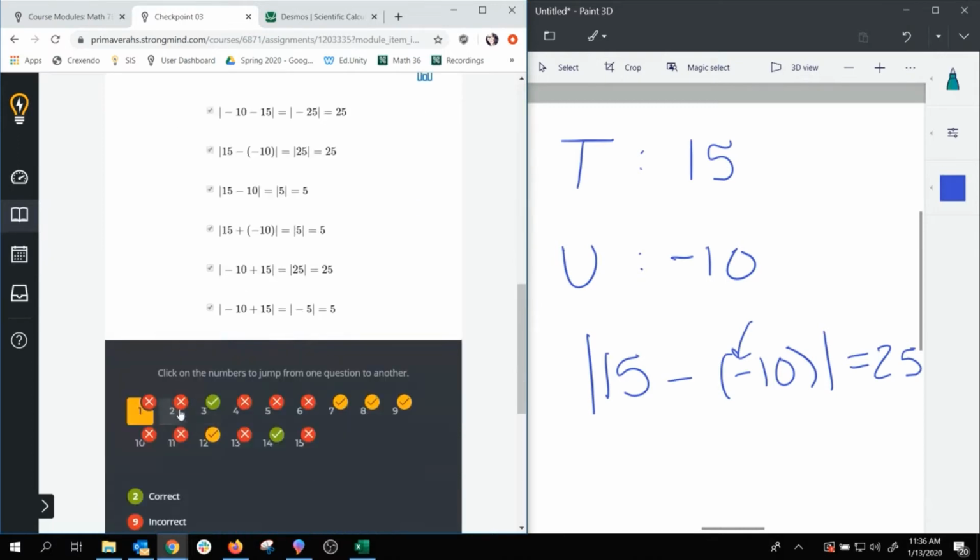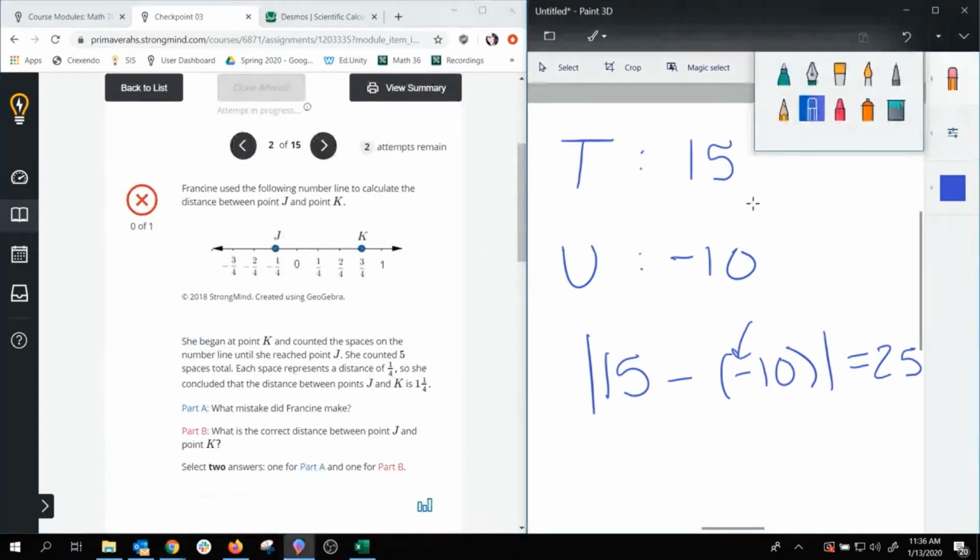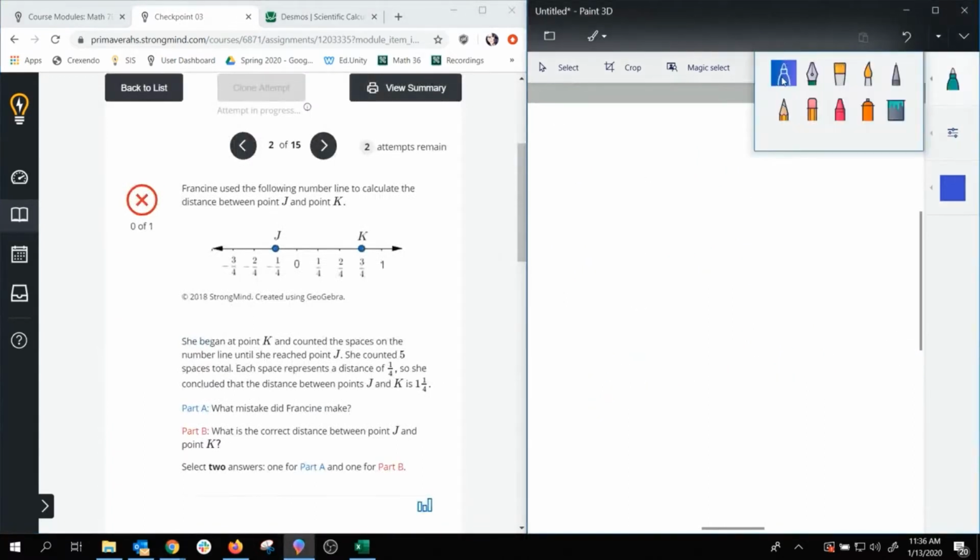Okay. And then let's go to number 2. These ones kind of look like the workbook questions. It says that Francine used the following number line to calculate the distance between J and K. She began at point K and counted spaces on the number line until she reached J. She counted 5 total spaces. Each space represents a distance of 1/4. So she concluded that the distance between points J and K is 1 1/4.